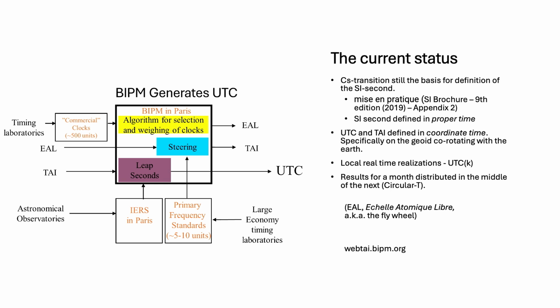So the UTC and the TAI scales, they are defined on the geoid, that is the mean sea level on the Earth, co-rotating with the surface of the Earth. Must keep that in mind for the future.